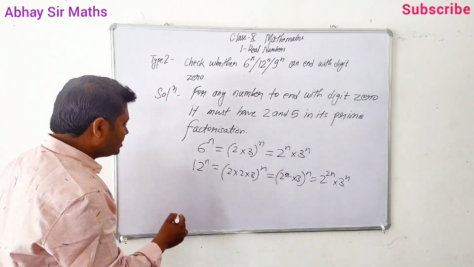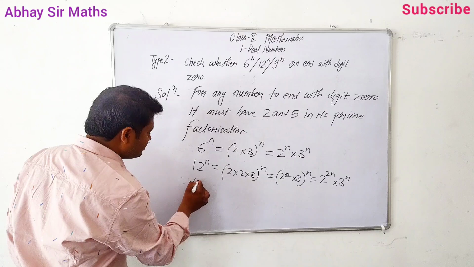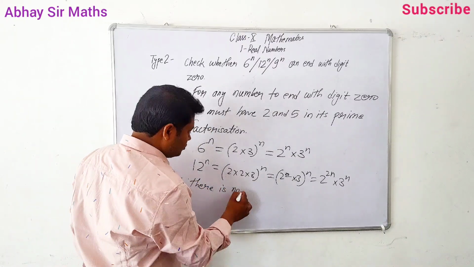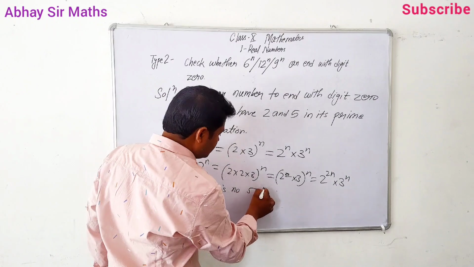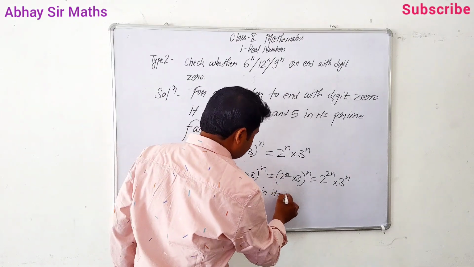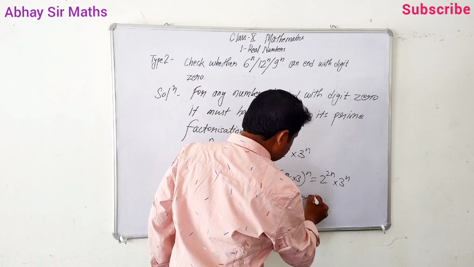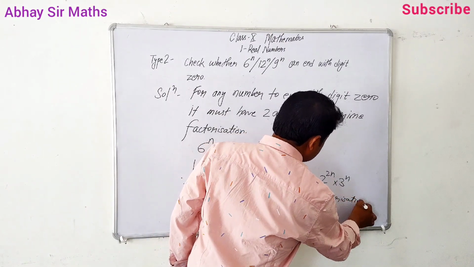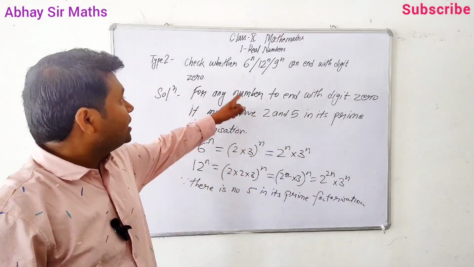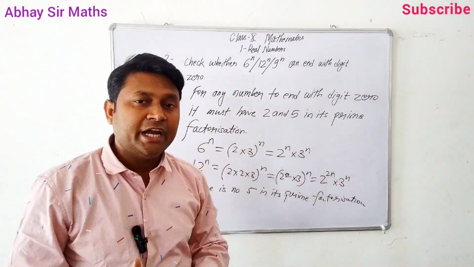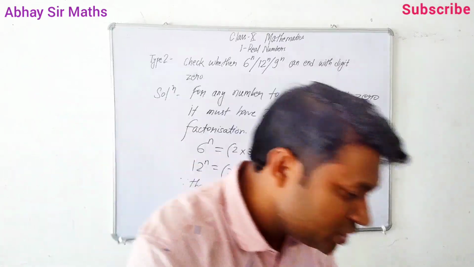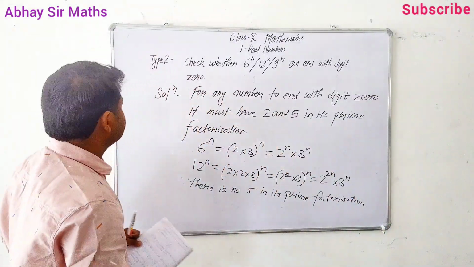So just mention here that since there is no 5 in its prime factorization, therefore, these numbers will never end with digit 0. I hope this is clear to you. Let us take the next question.